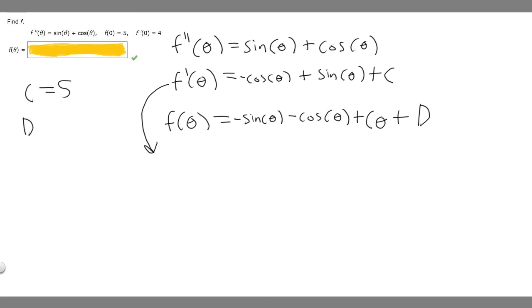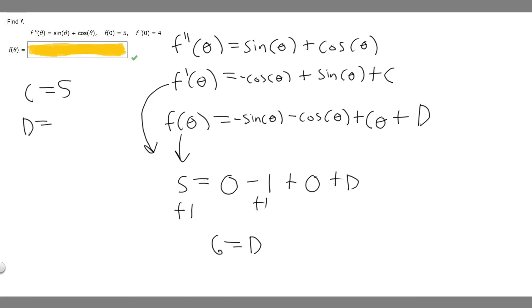And then all we need to do is solve for d now. So how do we solve for d? Well, we're told that f of 0 is equal to 5, so we're going to use this equation right here. So f of 0 is 5, which equals minus the sine of 0, which is 0, minus the cosine of 0. The cosine of 0 is 1, so minus 1, plus c, which is 5, times theta, which is 0, so it's just going to be 0, plus d. And so we can just add 1 to both sides to get d. So we'll get 6 is equal to d. And now we've got both.